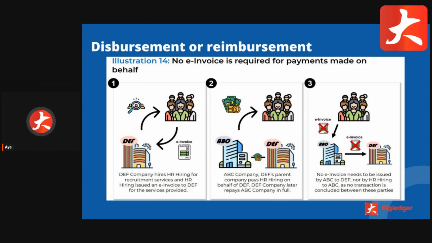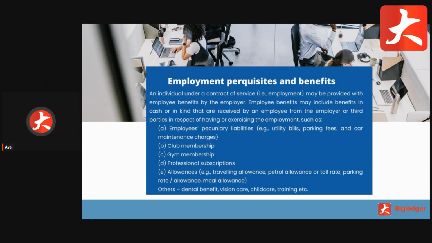So as no transaction is concluded between these parties, they already made the payment. This is just a transaction between each other. So there is no expense related here in this scenario, so there is no e-invoice required. Okay, so this one is related to disbursement. And then the next part is about the employment benefits.